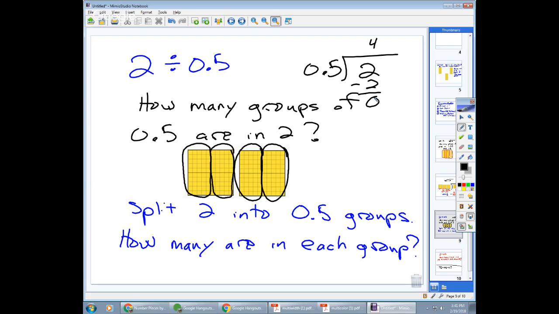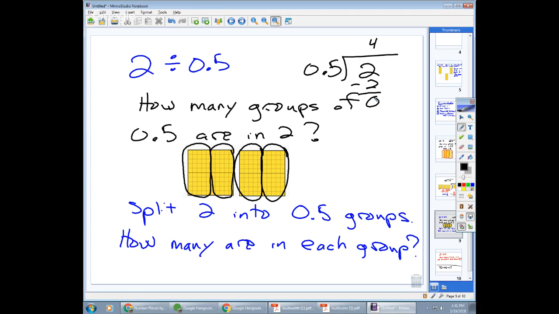The blue question is about that set partition model. Split 2 into 5/10ths groups. That sounds a little strange. How many are in each group? I could switch it a little bit because 5/10ths is a nice number. What's another way to refer to 5/10ths? 1/2.